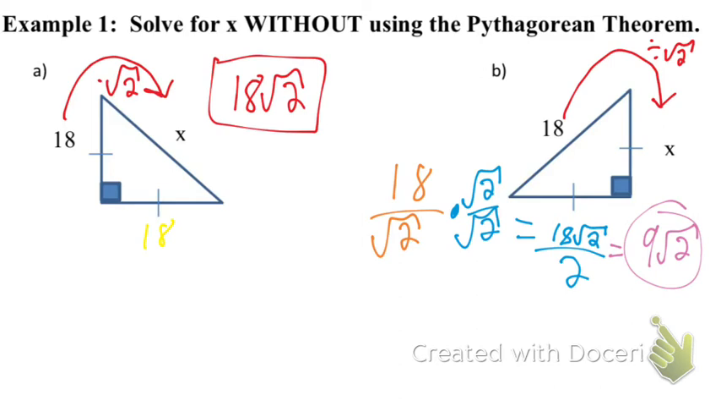So the square root's kind of like a secondary exponent. Square root actually is an exponent. It's actually the exponent of 1/2. But we're not going to get into that in here.